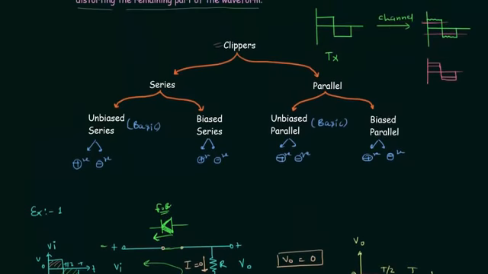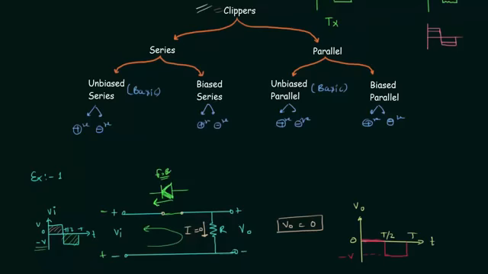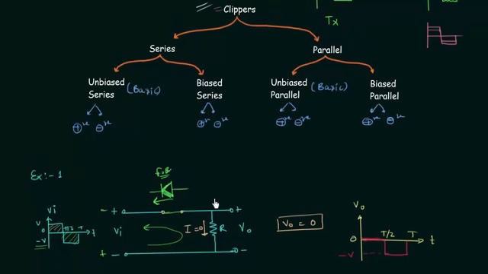Now we have to find out what type of clipper it is. We have already completed the classification of clippers, and now we will try to find out the type of clipper that we have analyzed in this example. First thing is to find out whether it is series clipper or parallel clipper. Diode is connected in series with the load resistance. You can easily check whether it is connected in series with the load resistance or not. This load resistance and this diode are having the same current through them, so we can say that they are connected in series. So it is series clipper.